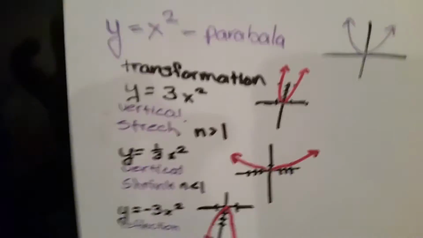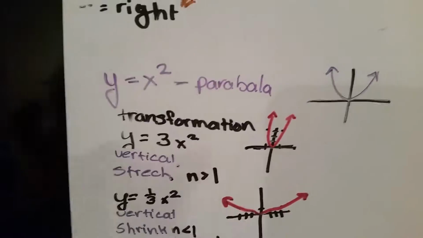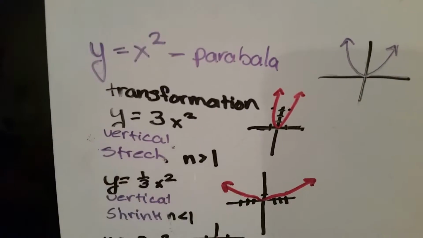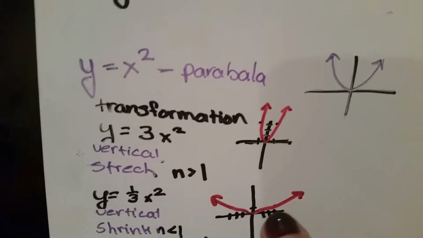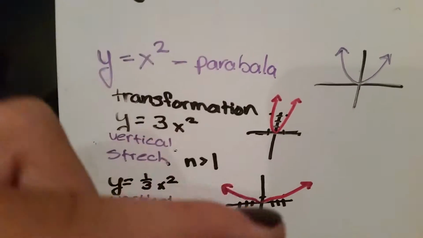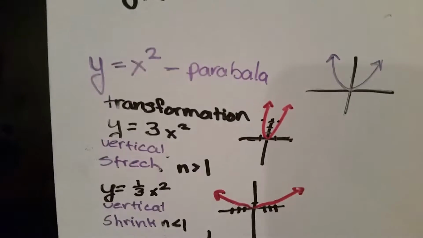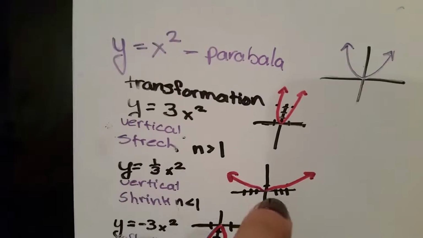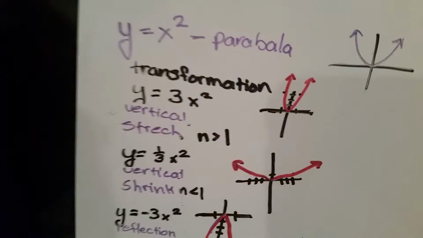Now if you're going to have a vertical shrink, the number has to be less than 1. So 1 over 3 is less than 1. So let's make it have a vertical shrink, makes it look flatter, makes it look like a pancake. So instead of going up 3 over 1, you're going to go up 1 over 3.